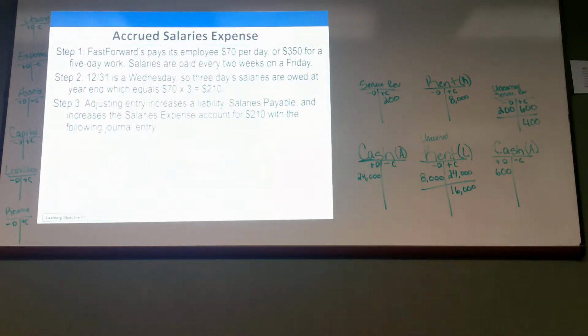So here is an example. Fast Forward pays its employee $70 per day, or $350 for a 5-day work week. Salaries are paid every 2 weeks on a Friday. So at December 31st, it's a Wednesday, so there's 3 days of salary that are owed at the end of the year. Don't let this throw you off.